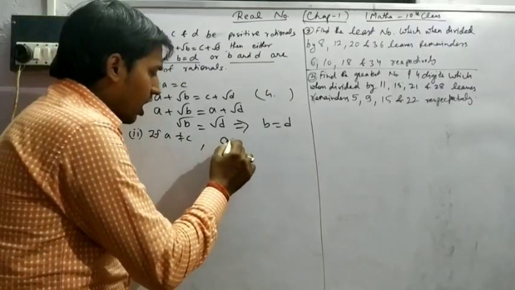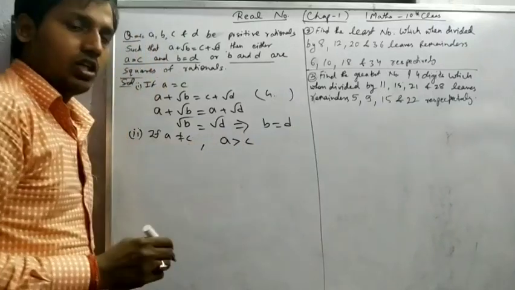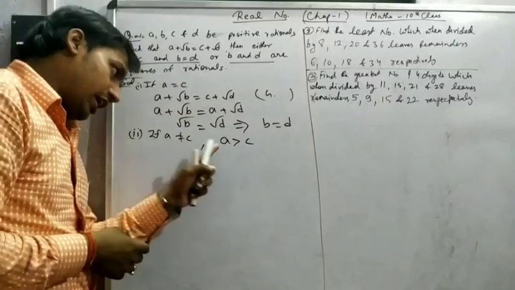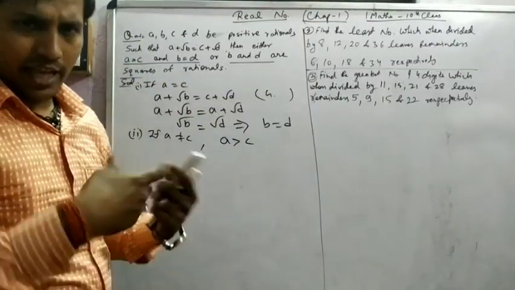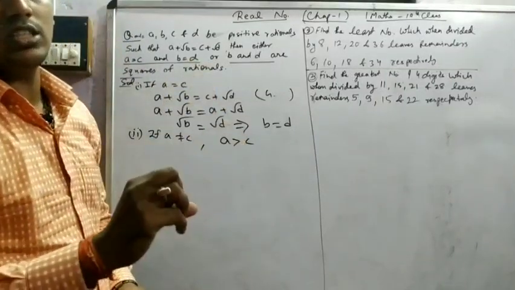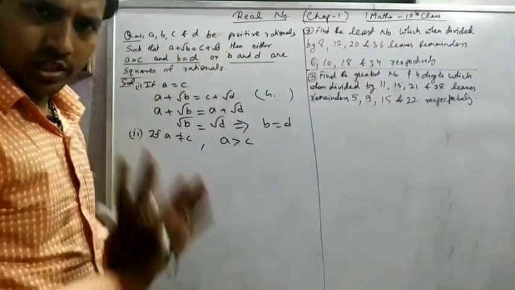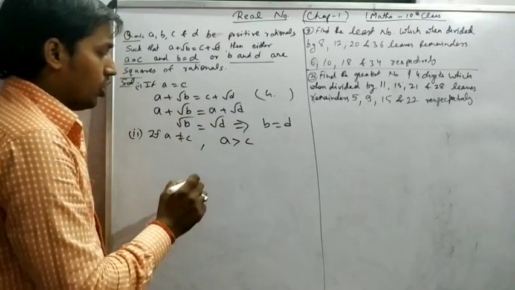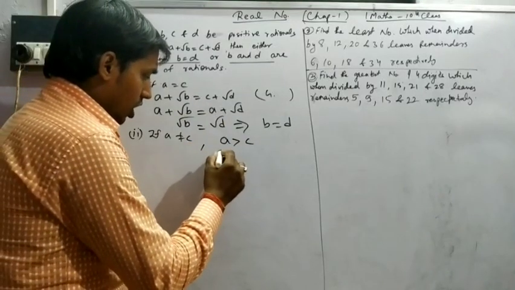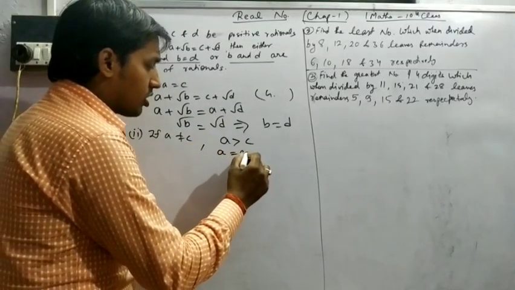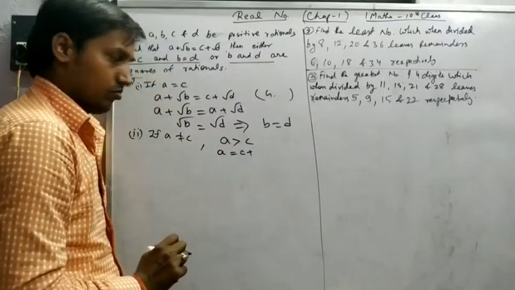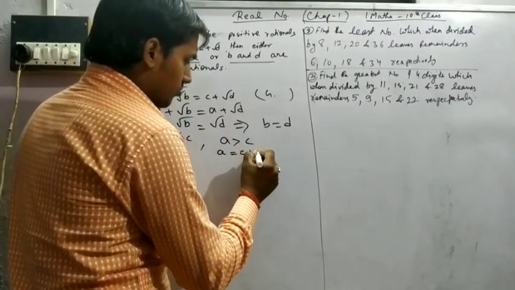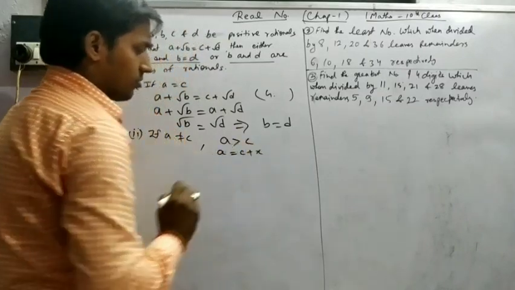suppose that A is greater than C. If A is not equal to C, there are two cases, either A is greater or C is greater. So we take, suppose that A is greater than C. You can take C greater than A, that's your choice. So if A is greater than C, that means A is equal to C plus something, anything we can write, X.